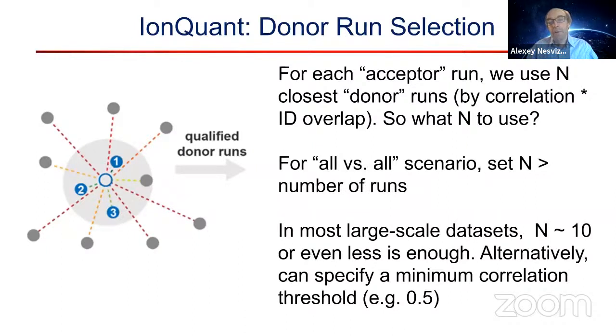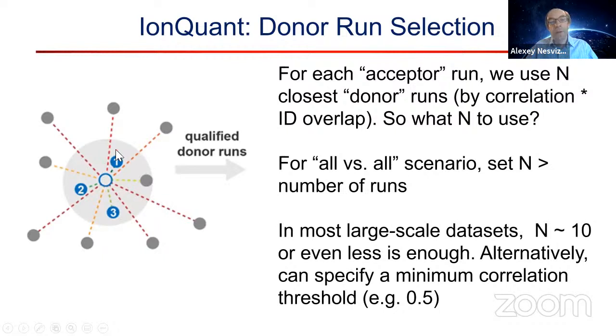Alternatively, one can specify a very large n, but restrict the correlation between the runs that are used as qualified donor runs. So this is sort of illustrated here. In the middle, we have an acceptor run, and then every other run in the data set is a dot here. If it's really close to the acceptor run, it means that it's very similar with respect to number of identifications and the correlation and the retention time and ion mobility. And if it's far away, it means that the runs are very, very different. So we could specify a correlation of 0.5, for example, and that will give us this gray circle. In that case, only runs inside that circle will be used.